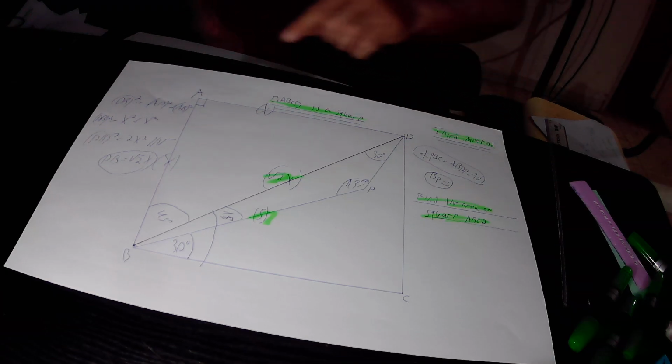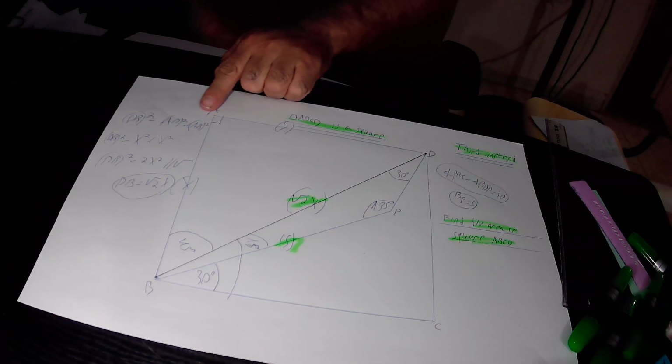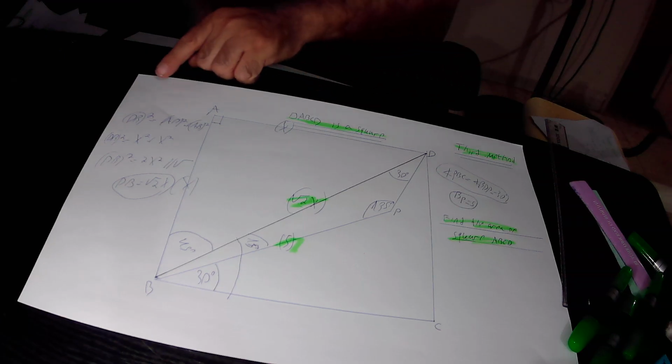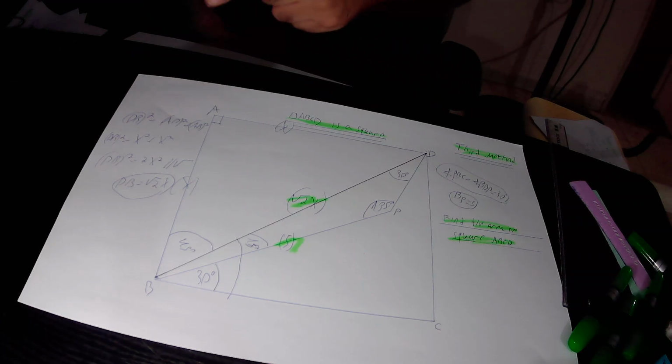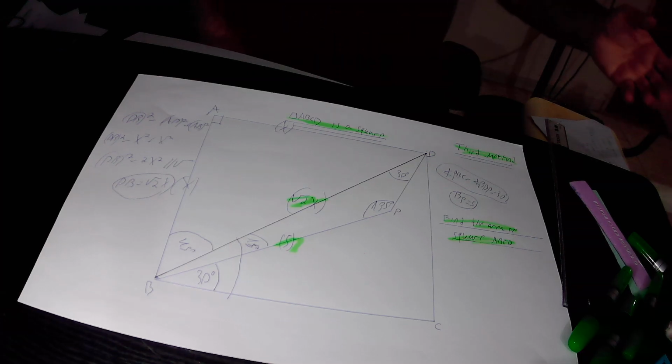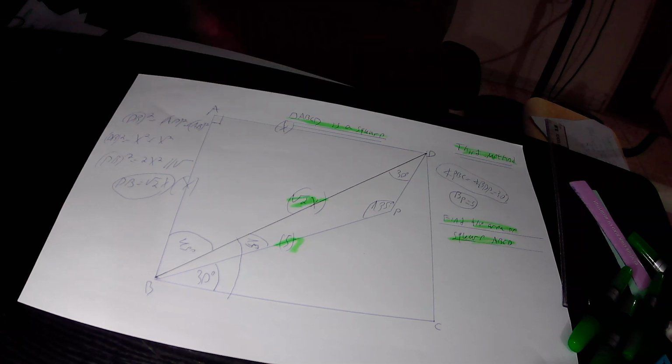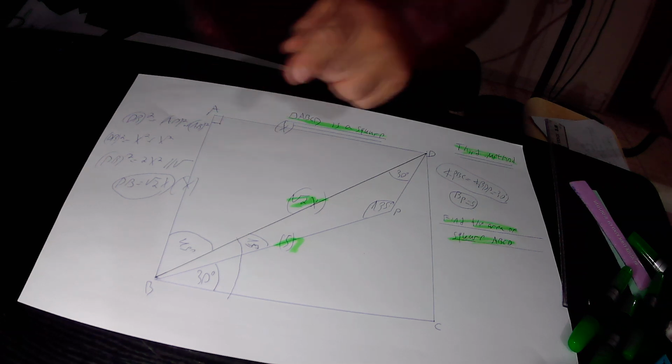Again, DB squared equals AD squared plus AB squared. DB is the missing side. AD is x, so AD squared is x squared, plus AB squared. AB is x, therefore AB squared is x squared. So in total, DB squared equals x squared plus x squared, that is 2x squared.